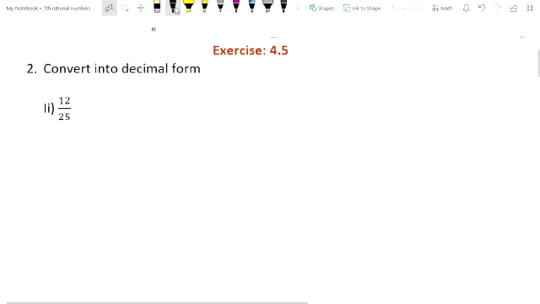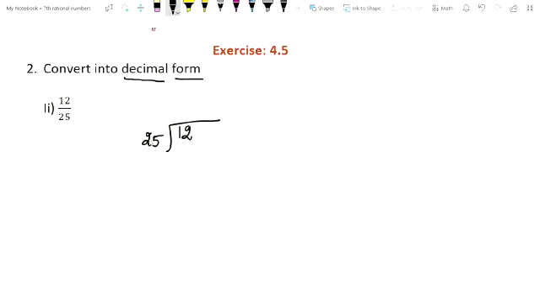Question number 2. Convert into decimal form. These are rational numbers, and we are going to convert them into decimal form. So 12 by 25. First you divide 12 by 25. Here 12 is the dividend, 25 is the divisor.